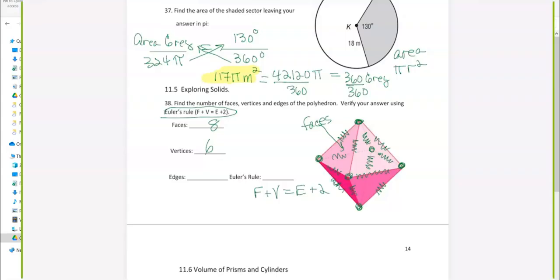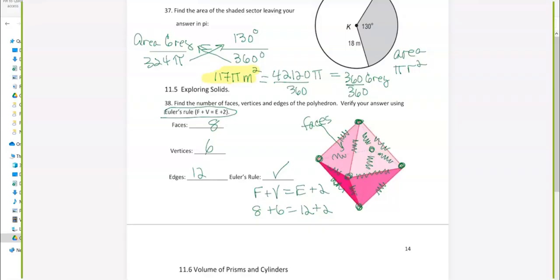Okay, let's say I'm not so confident about counting those. Can't I use Euler's rule and say, okay, 8 plus 6 is 14. So therefore, the edges have to be 2 less than 14. They have to be 12, which is the number that I just calculated for edges, so I'm good to go.